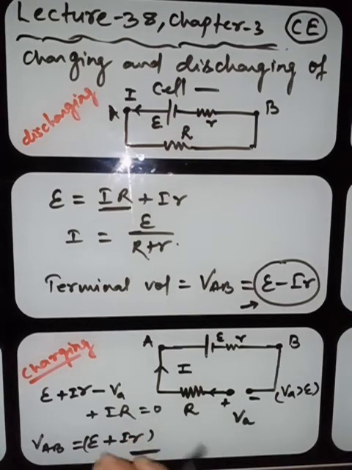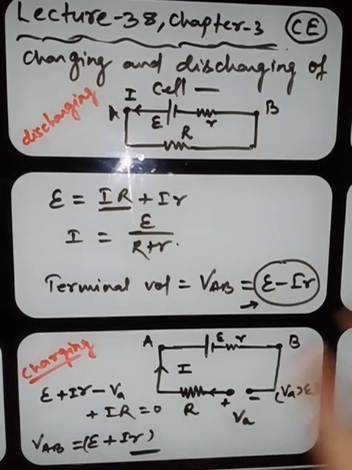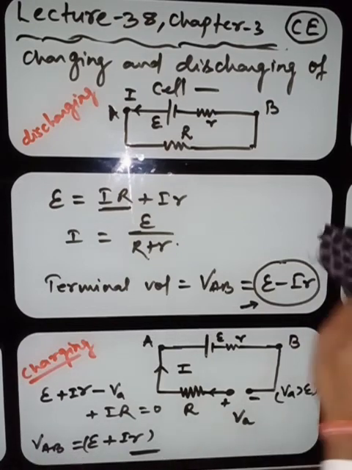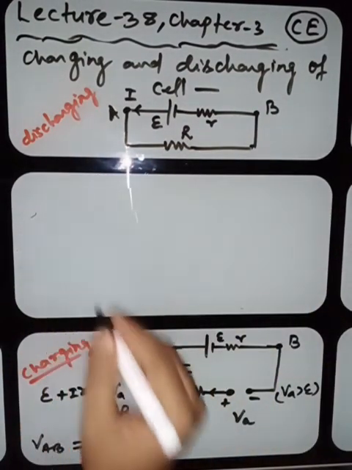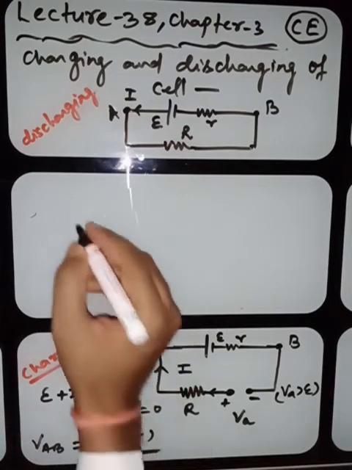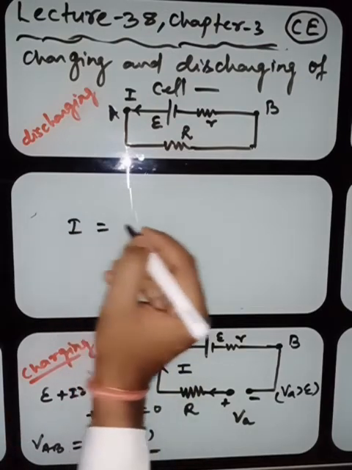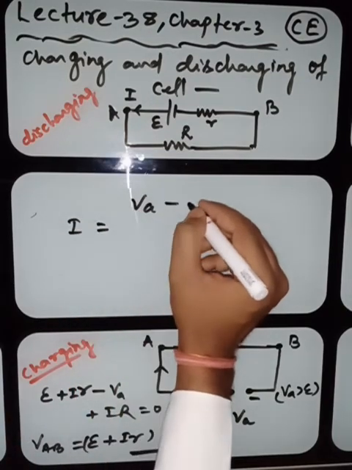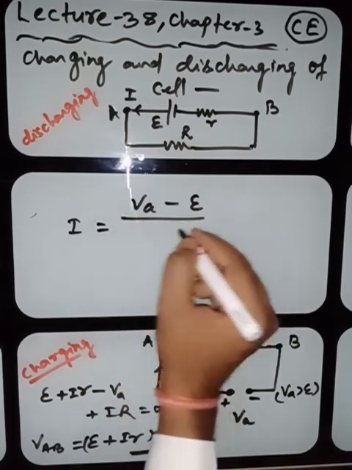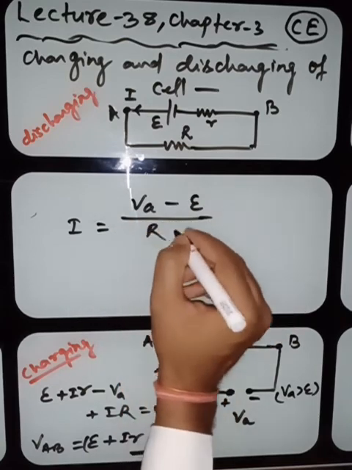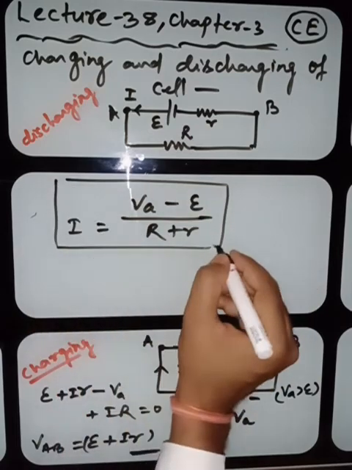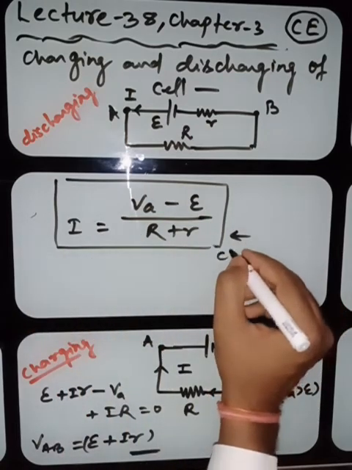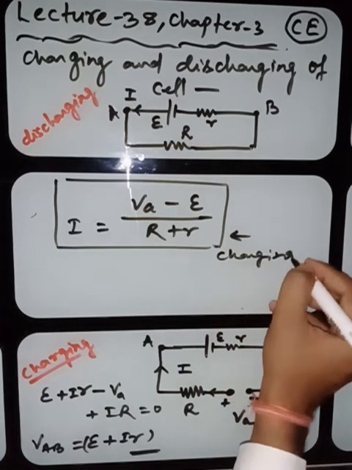Okay, if it is the terminal voltage, what will be the current? Could you write the current in case of charging? Yes, we can write the current in case of charging. From this equation you can find out the current will be VA minus E, the EMF, over R plus r. This will be the charging current.